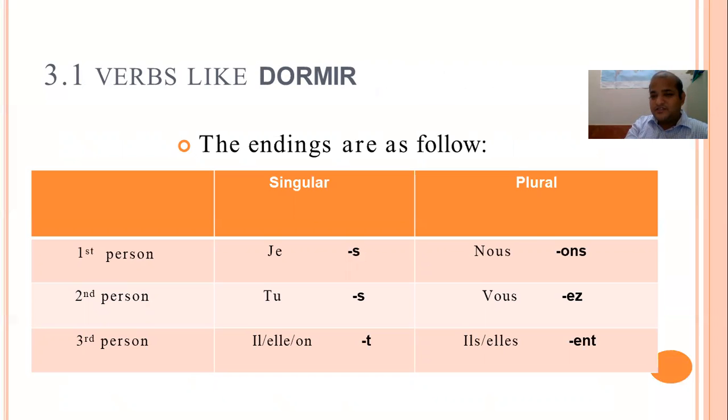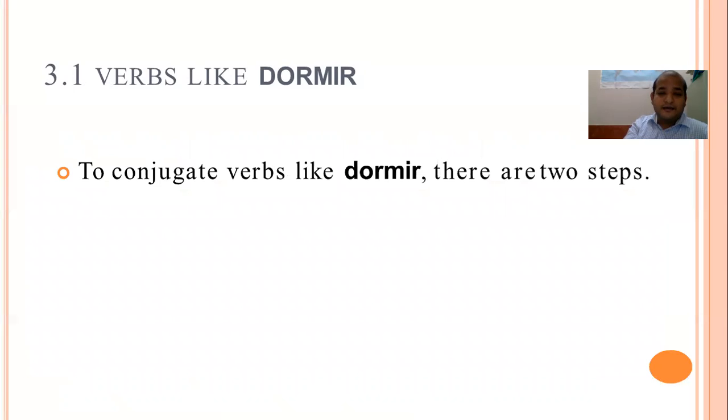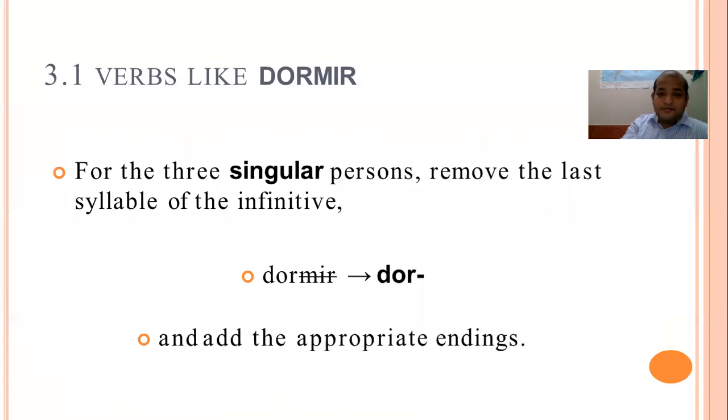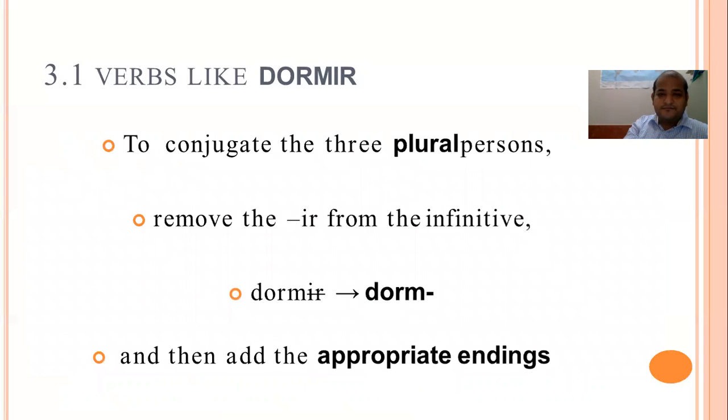S, S, and T, ONS, EZ, and ENT. Now the first thing you have to do here with the verbs like dormir is that you have to remove IR. The first two steps to conjugate the verbs are here. So in the singular part, you have to remove IR, like MIR. So dormir, it will be only the DOR. And as you know, the endings S, S, and T. Now we'll be adding that here.